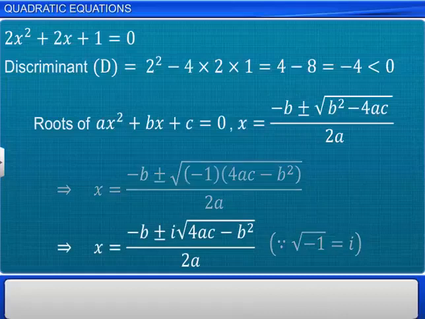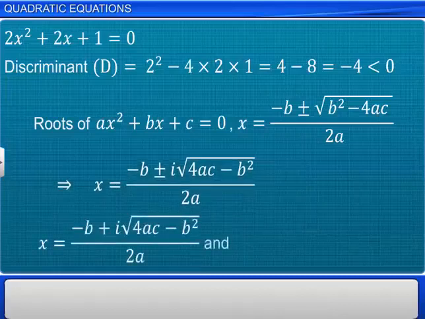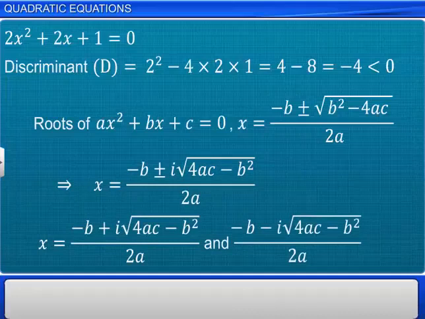Therefore, the roots of the quadratic equation, where the discriminant is less than 0, can be obtained by using the formulae given. The roots of the quadratic equation are complex numbers and they are conjugate to each other.